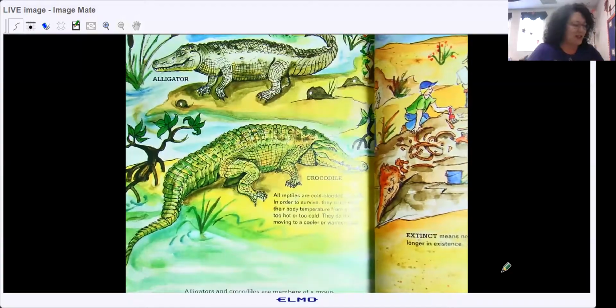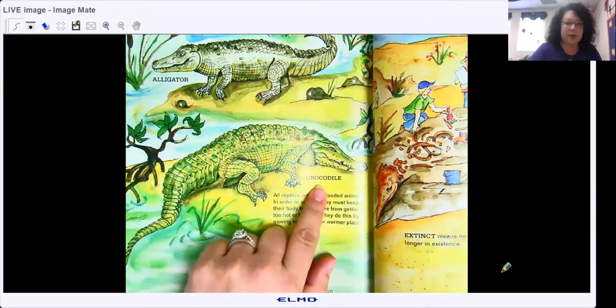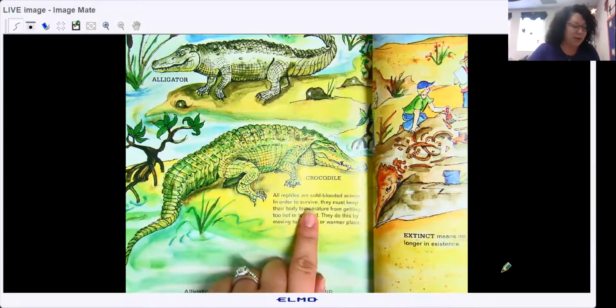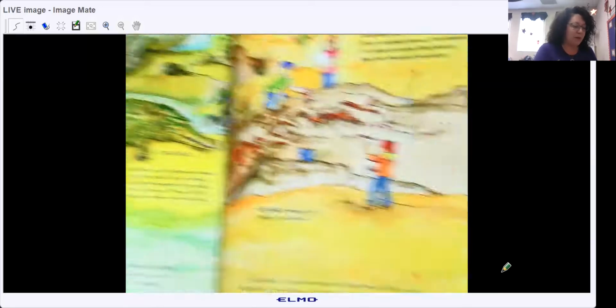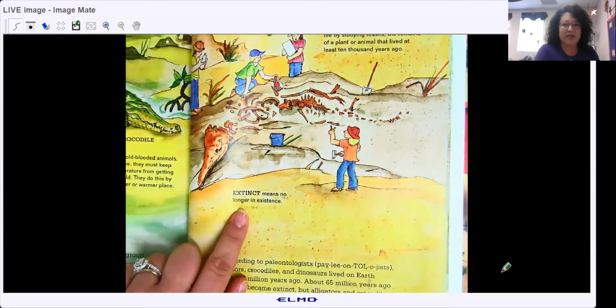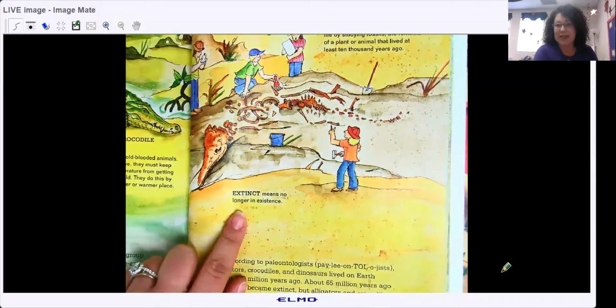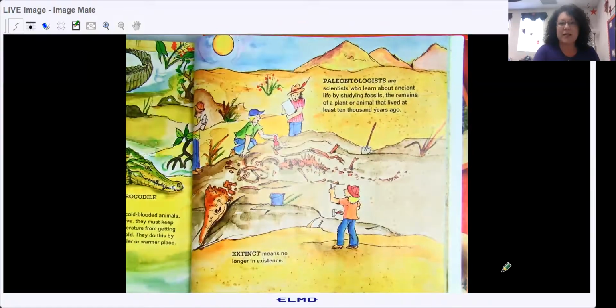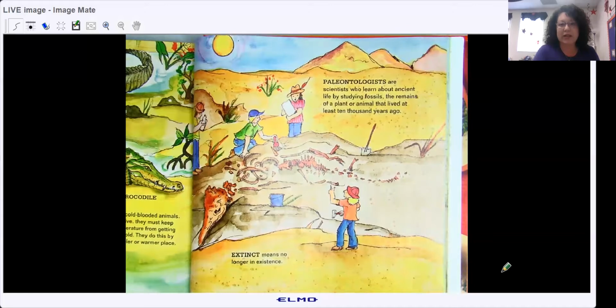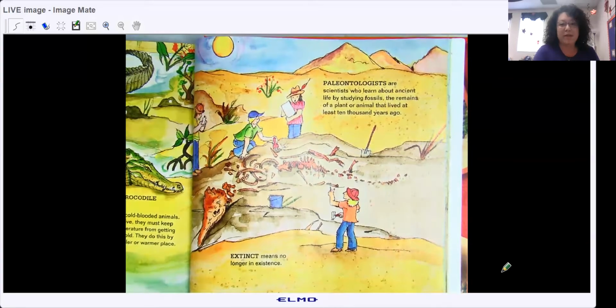So nonfiction text features, we have our alligator. This is a label for crocodile. We have our caption here. All reptiles are cold-blooded animals. In order to survive, they must keep their body temperature from getting too hot or too cold. They do this by moving to a cooler or warmer place. We have a word here, extinct. It means it's no longer in existence, like dinosaurs are extinct. They don't exist anymore. And paleontologists are scientists who learn about ancient life by studying fossils, the remains of a plant or animal that lived at least 10,000 years ago.